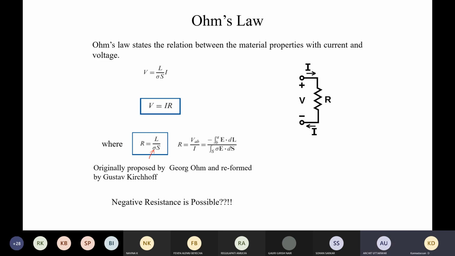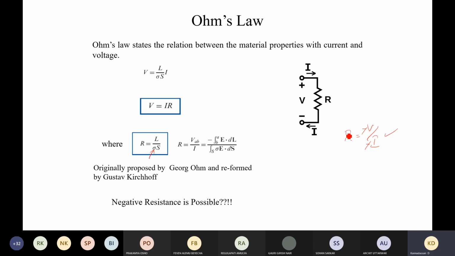No, sir, resistance can't be negative. Okay, so we know that resistance is nothing but V by I. So if you put a negative voltage, then we will get negative resistance, is it? Negative voltage will give us negative current, which will cancel out and we will get a positive resistance value. Great, that's correct.